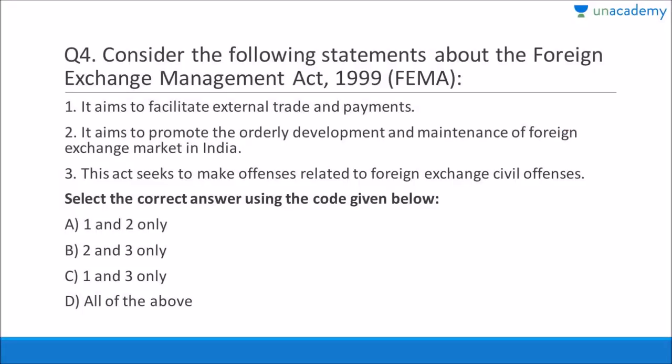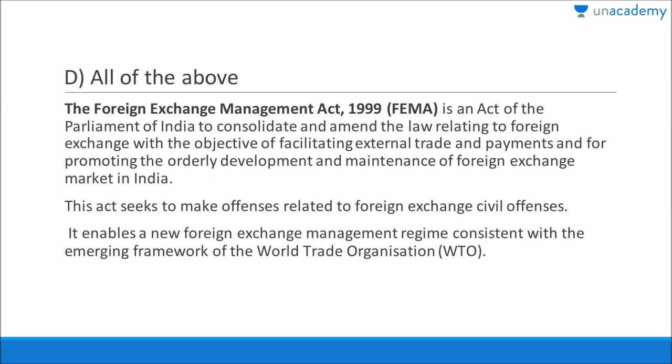Consider the following statements about the FEMA Act of 1999. It aims to facilitate external trade and payments, that is correct. It aims to promote the orderly development and maintenance of foreign exchange market in India, that is also correct. This act seeks to make offense related to foreign exchange a civil offense. So that is also correct. So answer is D, all of the above.